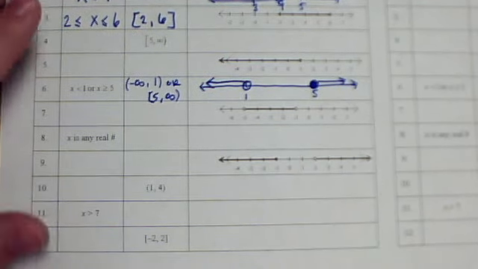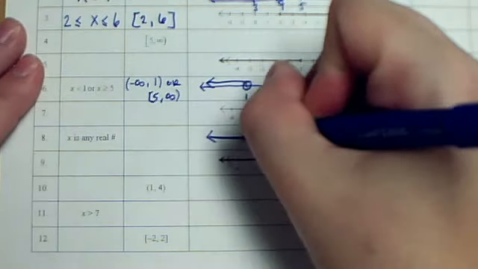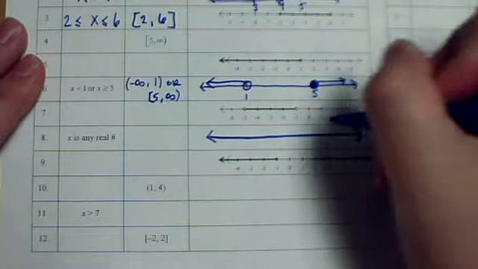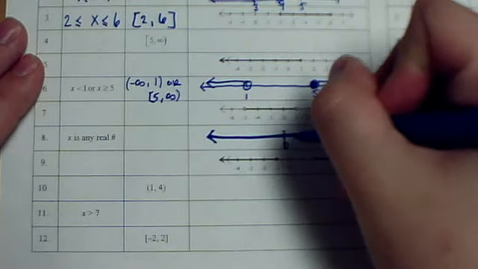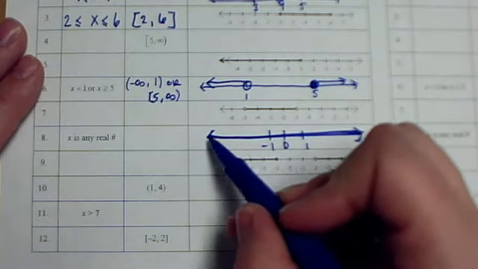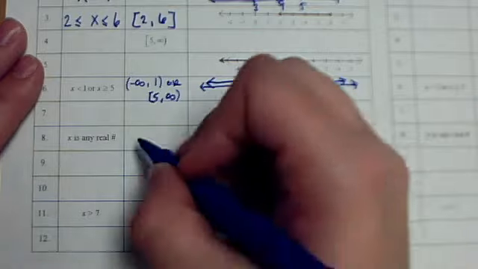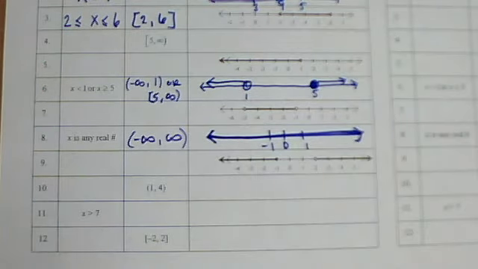Alright, let's look at 8. x is any real number, so that means no matter where on my number line, it's going to be part of it. So this whole thing is part of it. Okay, so in both directions I'm going to negative infinity and then I'm going to positive infinity. So there, that just gives you an idea of that.